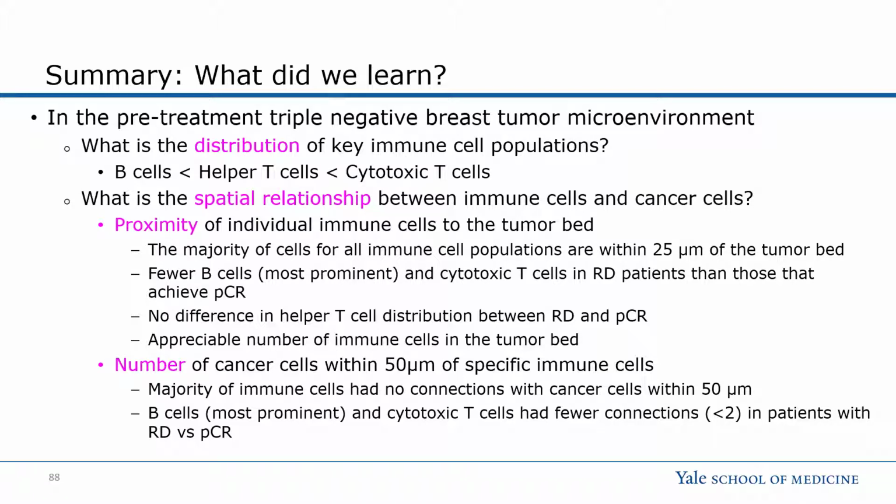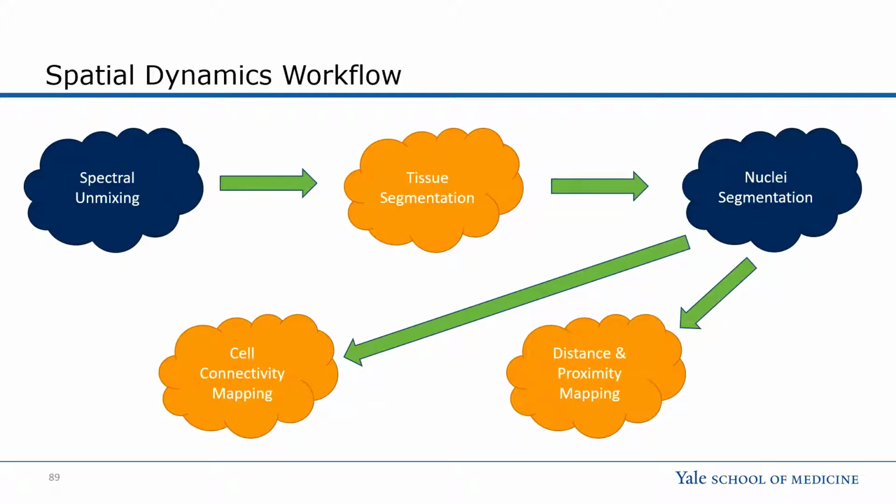in additional studies. And when we look for spatial relationships in terms of the number of cancer cells within 50 microns of specific immune cells, we see that the majority of immune cells had no connections with cancer cells within 50 microns, and that B cells and cytotoxic T cells have fewer connections, meaning less than 2, in patients with residual disease versus PCR. So again, this is a very basic flow.